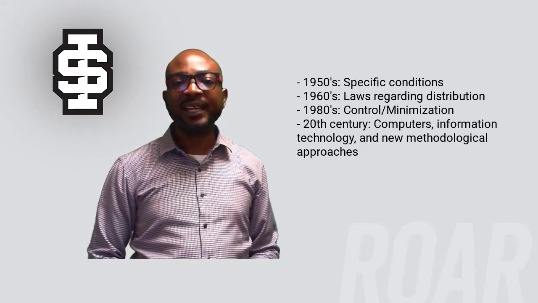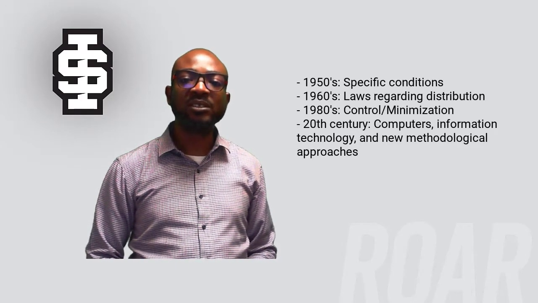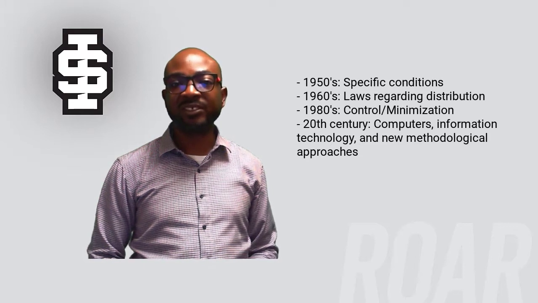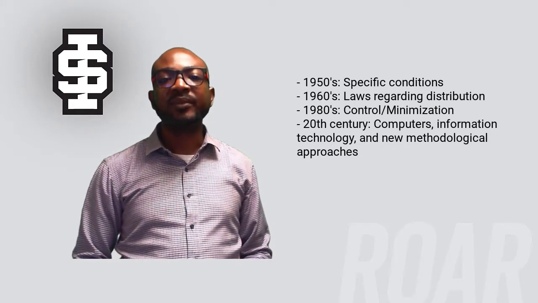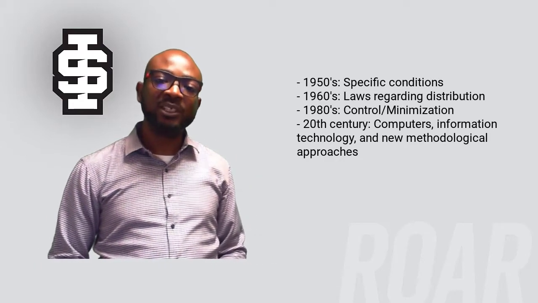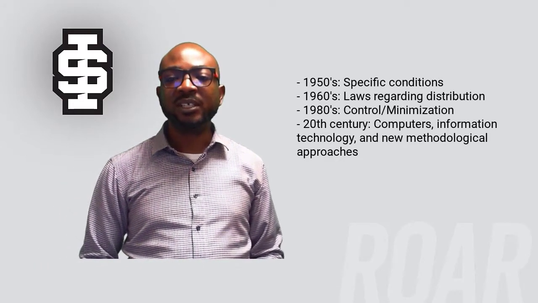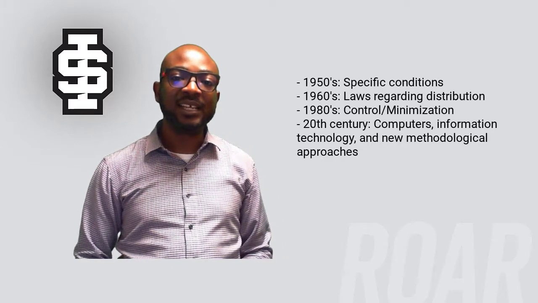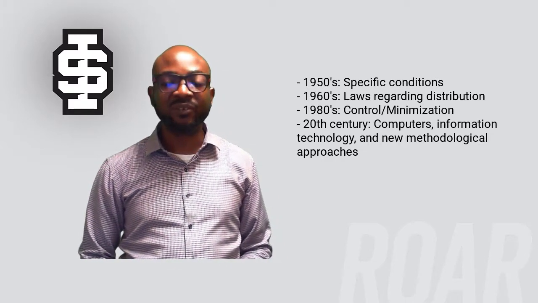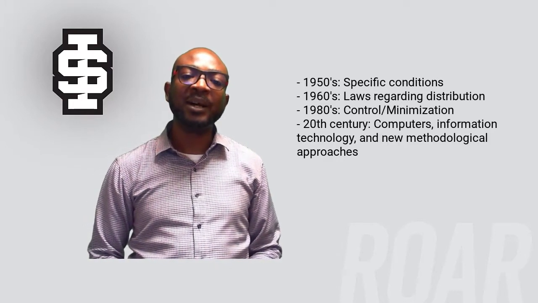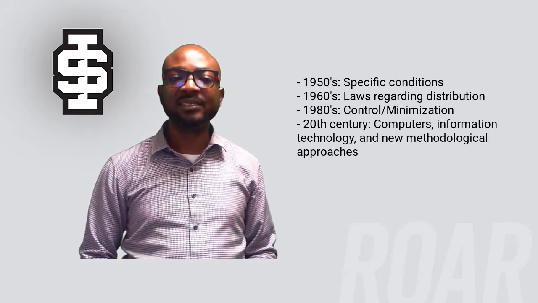Epidemiology's focus was initially on infectious diseases until early in the 20th century. By the mid-1950s, epidemiology's focus then included not just infectious diseases, but specific conditions associated with them. In the 1960s, epidemiology began to focus on laws regarding the distribution of disease at a community level. Then, in the late 1980s, epidemiology focused on how to control or minimize health problems and diseases.